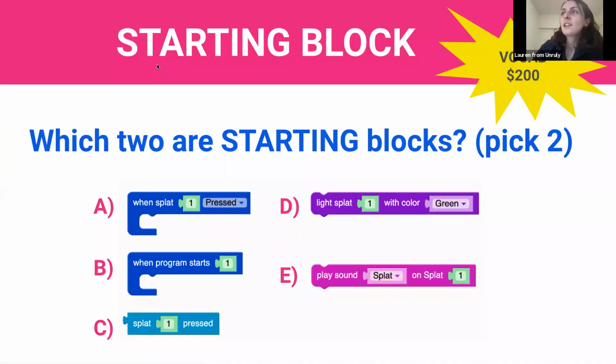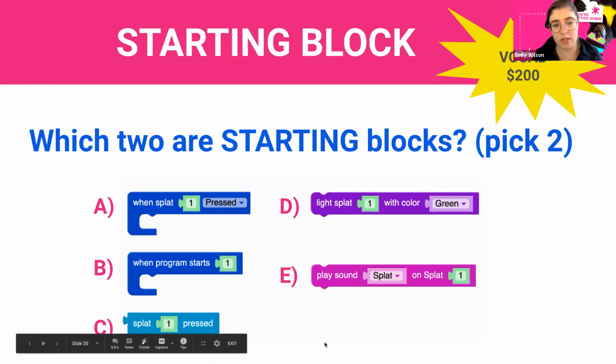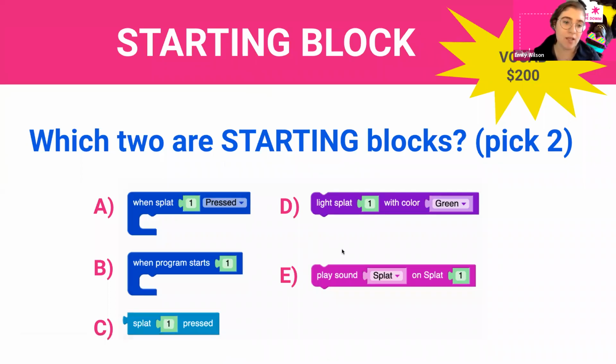All right, question is starting block. Which two are starting blocks? You are going to be picking two for this particular poll question. Block A is when splat pressed. Block B is when program starts. Block C is splat 1 pressed. D is light splat with color. E is play sound splat on splat 1.